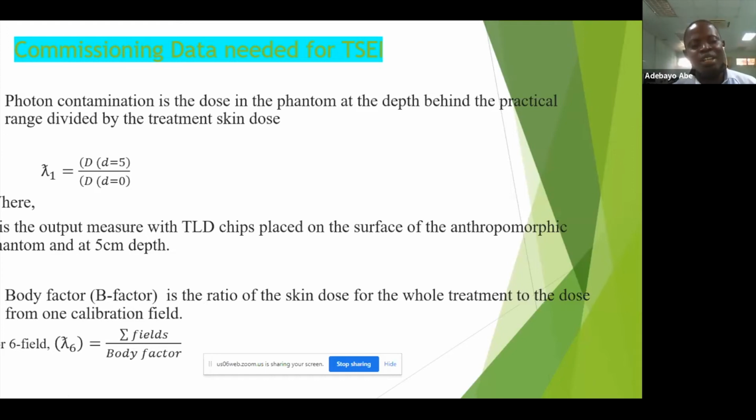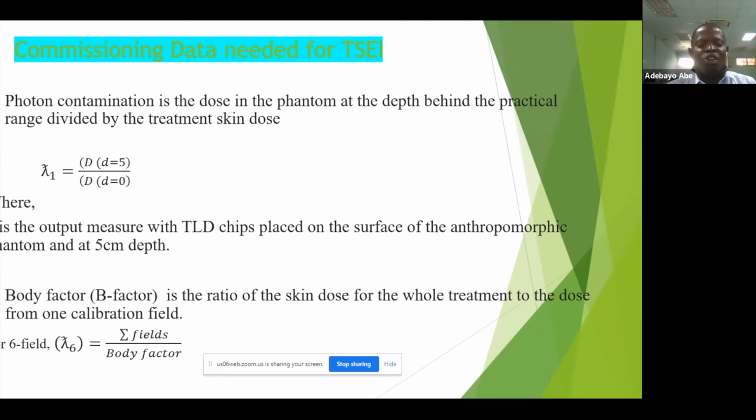Then beyond that, there is a lot of X-ray background or contamination due to the degrader placed in the path of the beam, which makes the beam harder. Then at a depth of 5 centimeter, some do it at 4 centimeter. The value you get there will determine the evaluation of your photon contamination.